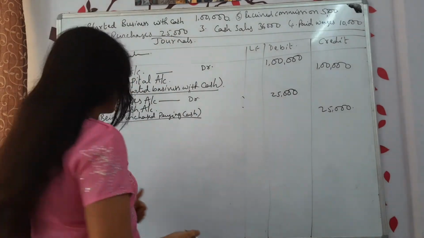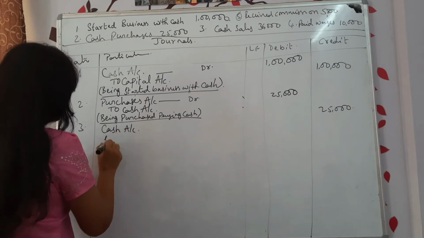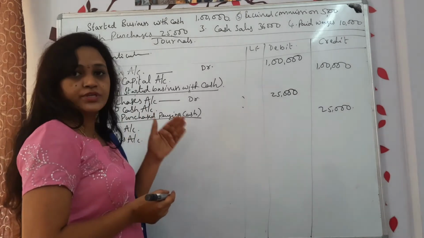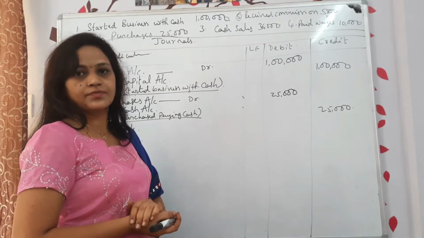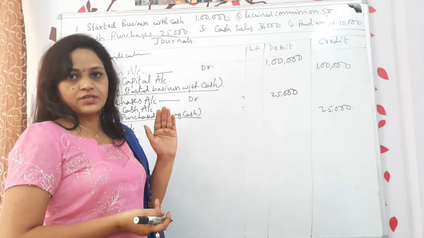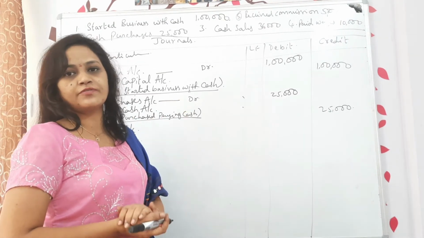Cash sales. Again, what we have here, first write down cash account and sales account. Since this is the first video about journals, I have given you the simple journals. We will be doing around 3 to 4 simple journals videos. So the next video will be a little tough, and the next one a little more tough, like that I will give.